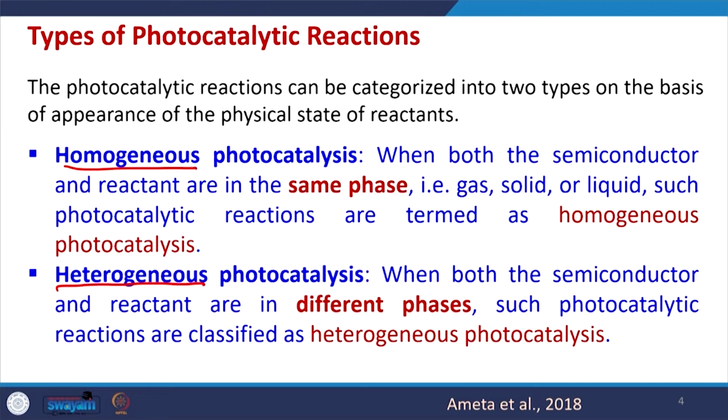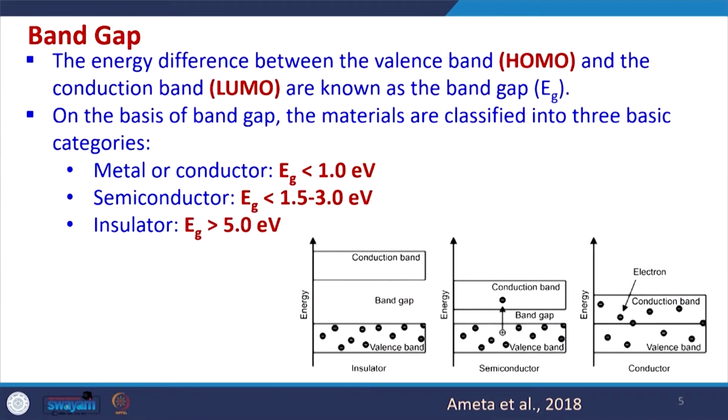In homogeneous photocatalysis, the semiconductor and the reactant are in the same phase, that is, either in gas phase, solid phase or liquid phase, and such reactions are called homogeneous photocatalysis. When the semiconductor and reactants are in different phases, such photocatalytic reactions are classified as heterogeneous photocatalysis. Most of the photocatalysis reactions used for wastewater treatment are heterogeneous photocatalysis.